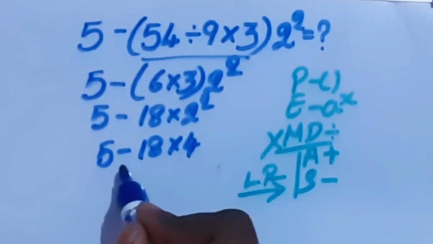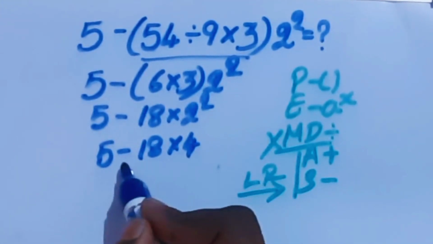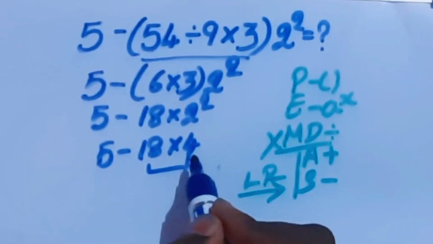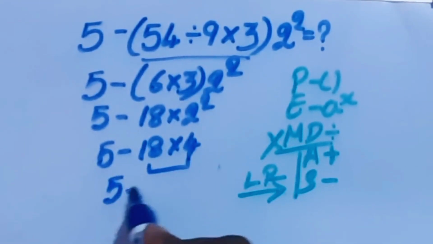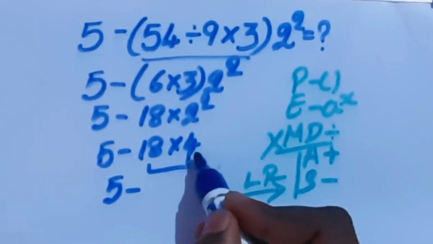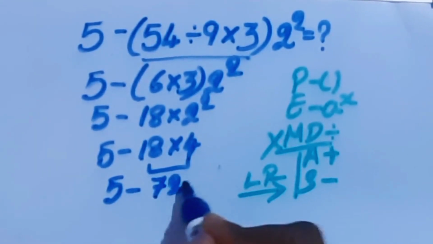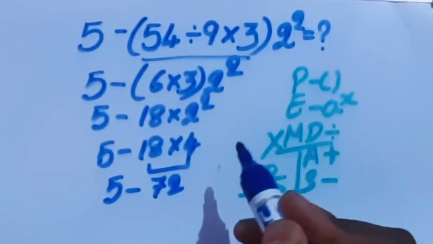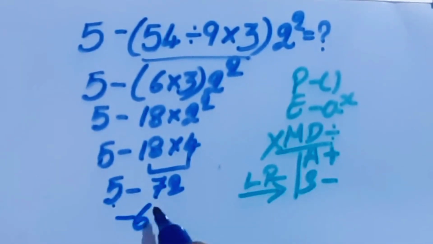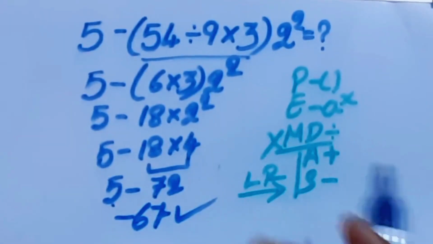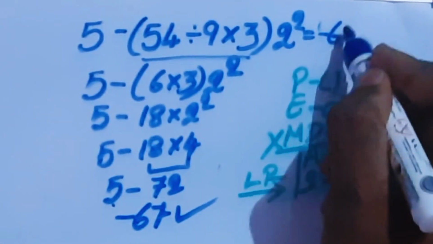So now we have subtraction and multiplication. Multiplication is higher priority than subtraction, so we have to do this before the subtraction. So 5 minus 18 times 4 is 72. Now 5 minus 72 is negative 67, which is the correct answer. Negative 67.